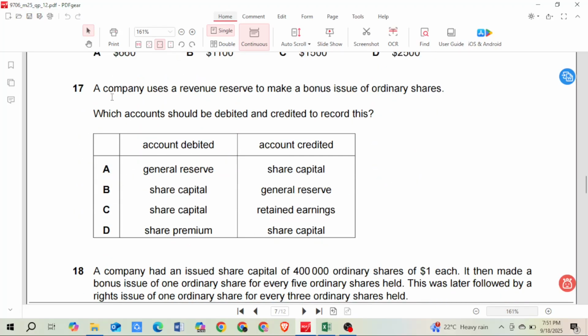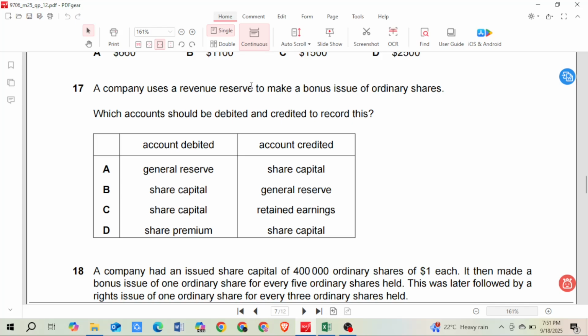Let's go to the next question. 17. A company used a revenue reserve to make a bonus issue of ordinary shares. Which account should be debited and credited to record this? So here revenue reserves are general reserve and retained earnings. Like we have capital reserves like share premium and revaluation reserve. In order to issue bonus shares, we use the revenue reserve. So what entry should we make?